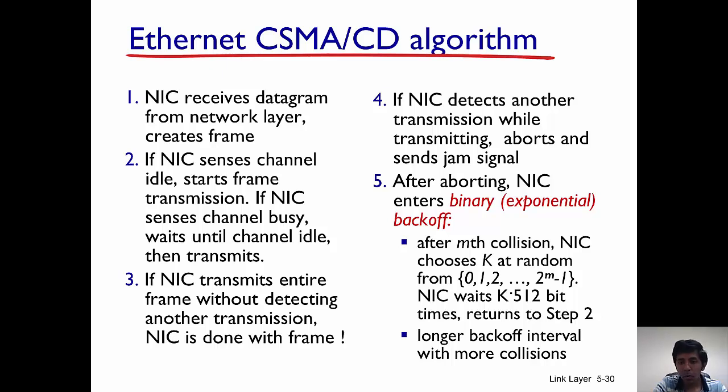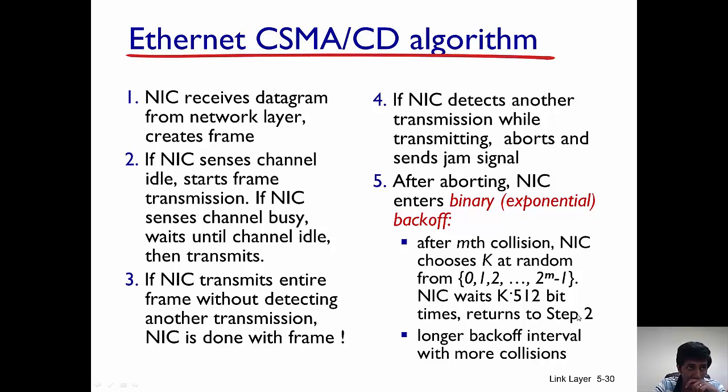when, say, there have been M collisions. So a node has tried to transmit, and every time it has tried to transmit, it has experienced a collision. That is, it has tried to transmit M times, and all the M times there has been a collision. M can be any number, like 1, 2, 3, and so on. What it does is it then picks a number between 0 and 2 to the M minus 1.